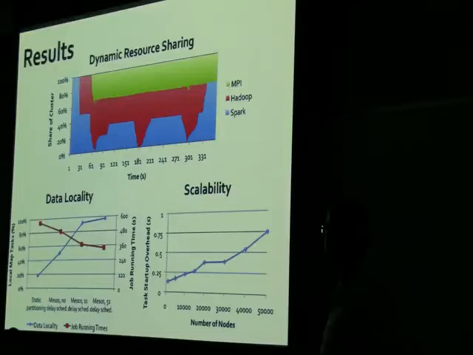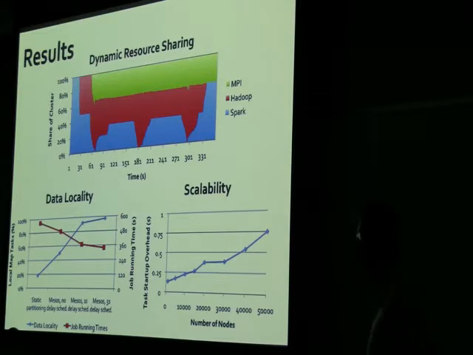This sort of resource sharing over time, this fine-grained resource sharing. In this one, we have three applications: Spark, which is this new iterative MapReduce, Hadoop, and MPI. Basically, they each get submitted at different times, and we see a couple of interesting things.